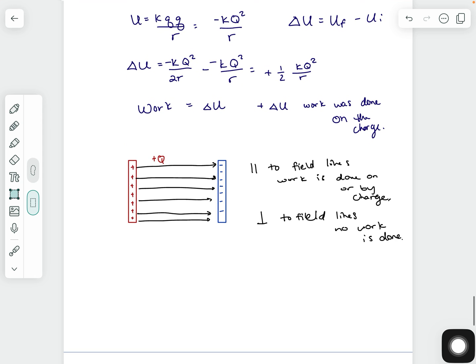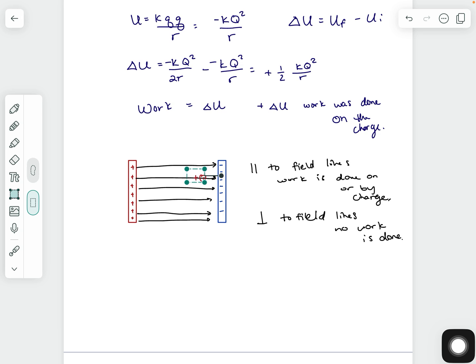All right, next we're going to talk about the change in potential energy for a charge in a uniform electric field. So I just put this here so I could easily grab it. So now if we put this in the electric field, we're going to have here, parallel to the lines, work will either be done on or by the system. Here, work would be done by the system. It would just happen naturally.